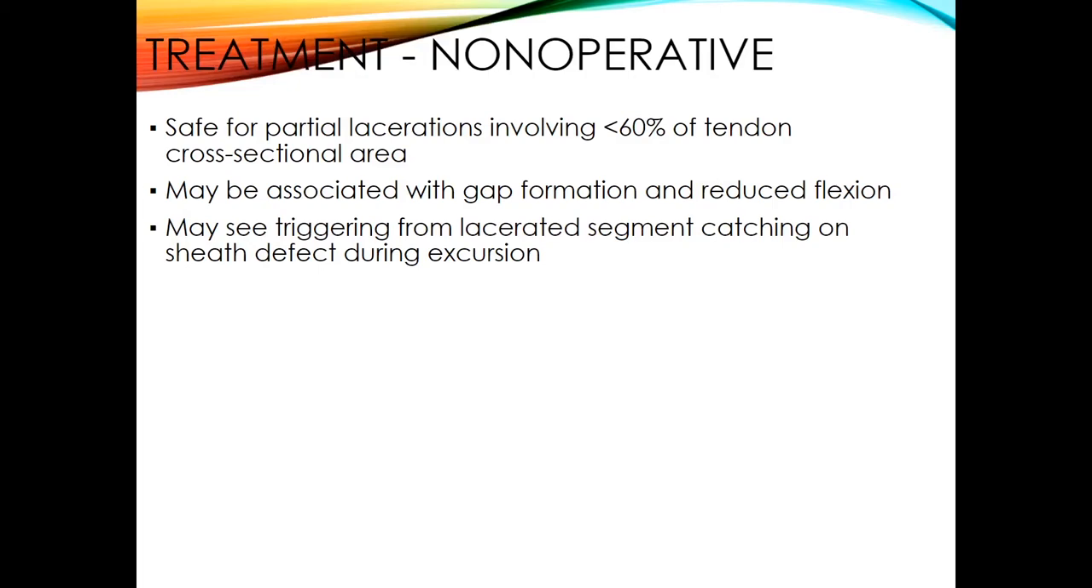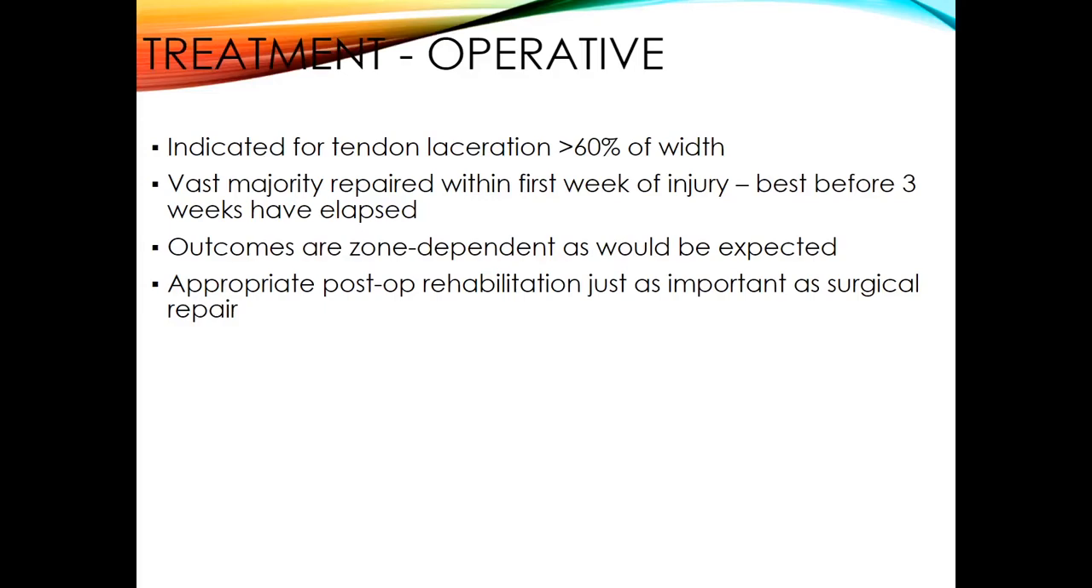Non-operative treatment. If you have a partial laceration, which you've visualized to be less than 60% of the tendon cross-sectional area, you can treat these non-surgically, although they can lead to triggering and reduced flexion just due to a gap formation that occurs. So you have decreased lever arm to provide that full flexion. If noted intraoperatively, sometimes you want to trim back part of the laceration itself to decrease bulk, to decrease the likelihood of triggering. But most of these are going to be treated operatively.